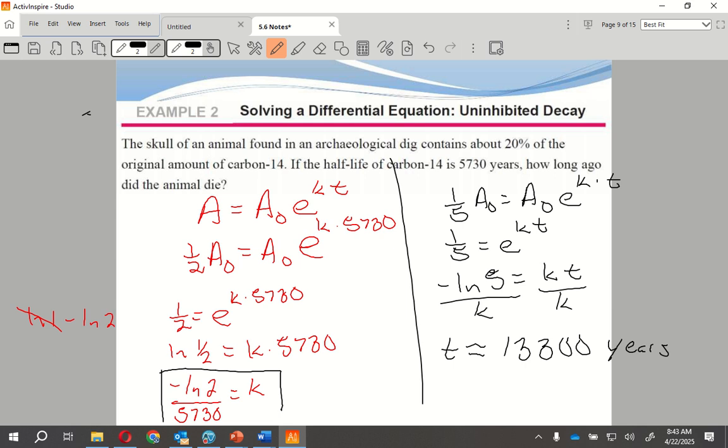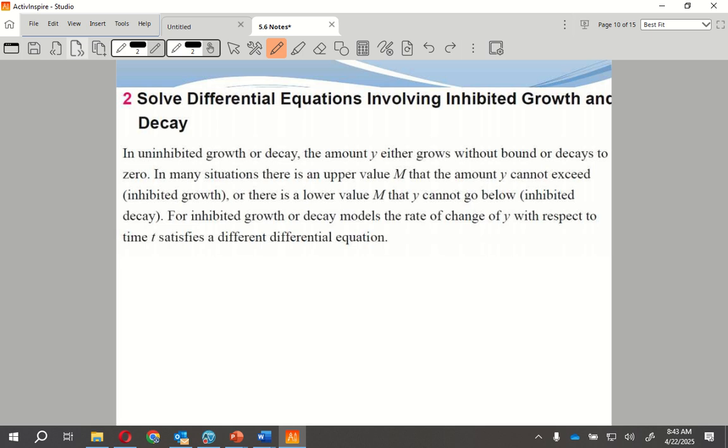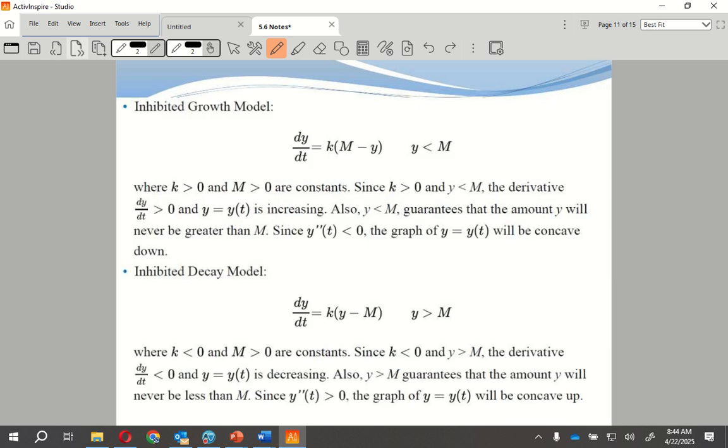And it's time for some zombie problems. Uninhibited growth or decay grows without bounds or decays to 0. That's important because it still counts. Decay has a bound, it goes to 0, but you have to know that it's not just going to keep going down forever. It has a 0. So that's the bounds on uninhibited. We actually have a maximum and a minimum for this one right here. These are inhibited.